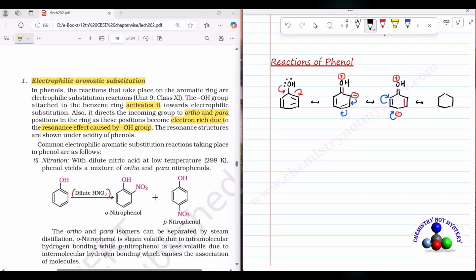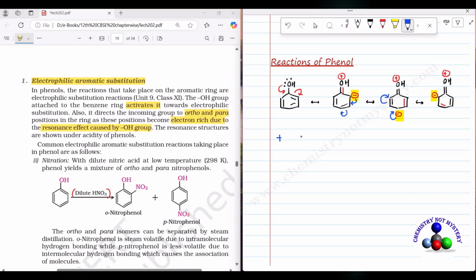In this resonating structure, these two bonds remain as they are. Oxygen already has the positive charge. A new bond will be formed at this position and a negative charge will develop at this position. So when you observe these resonating structures, you will see the negative charge will develop at the ortho position, here at the para position, and here at the ortho position.